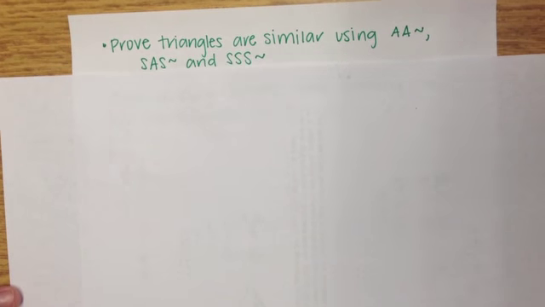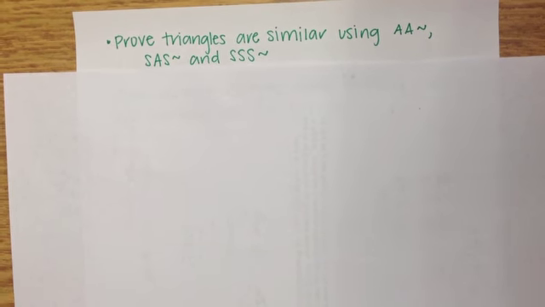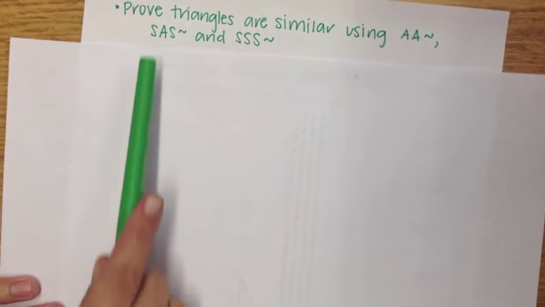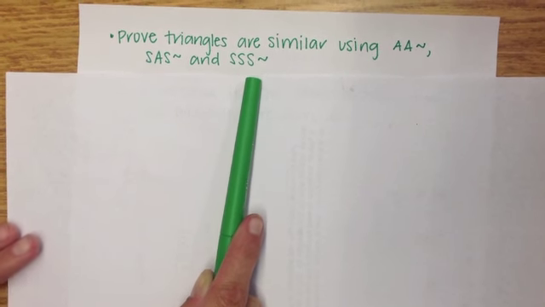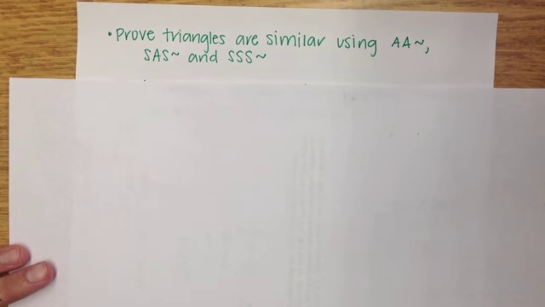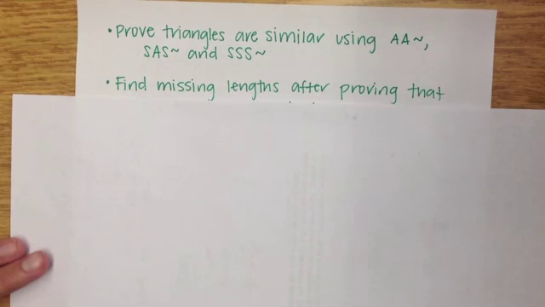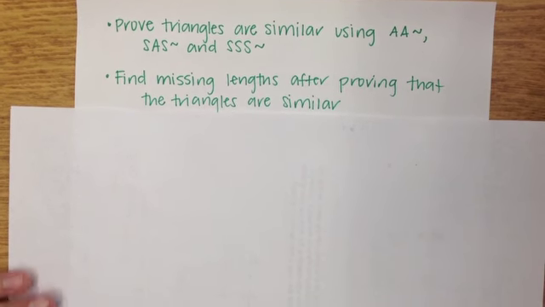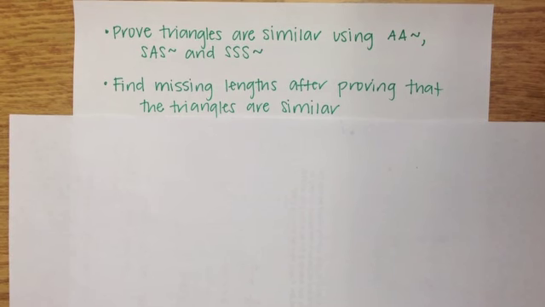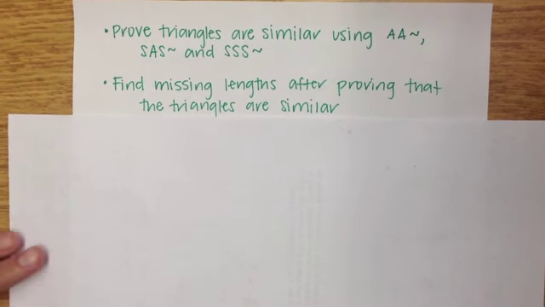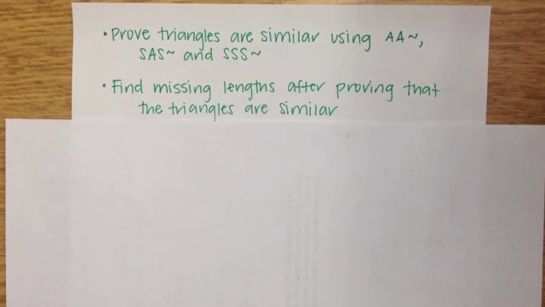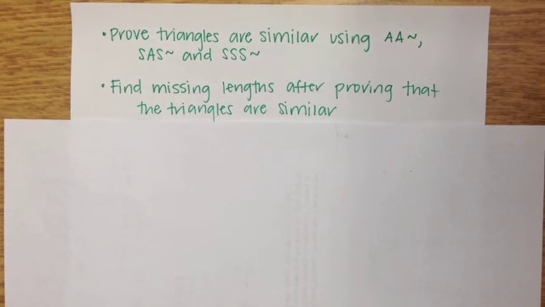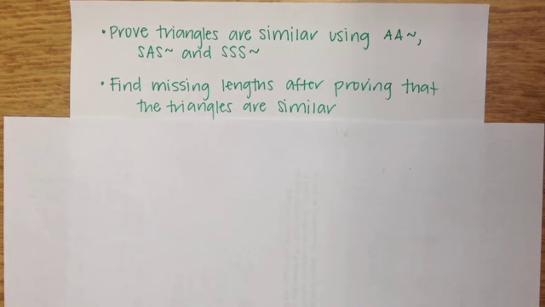After this lesson, you should be able to prove triangles are similar using the angle-angle similarity postulate, the side-angle-side similarity theorem, and the side-side-side similarity theorem. You should also be able to, once you've used one of those similarity postulates or theorems, find missing lengths after you've proved the triangles are similar. So it's very important that you first prove the triangles are similar. If you feel like you still need some more practice or explanation, feel free to rewind the video and rewatch any part of it.